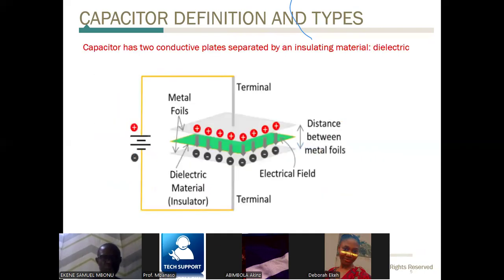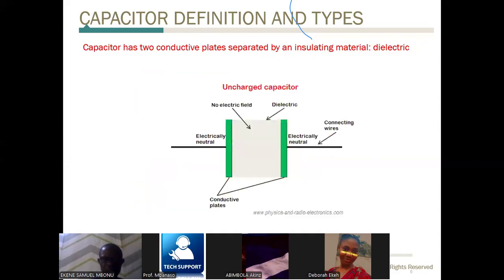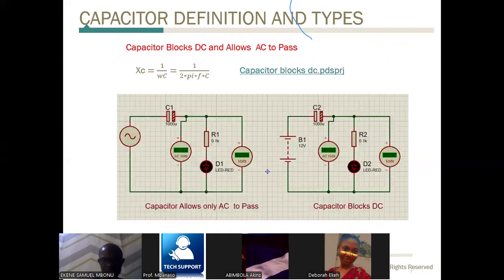We move to the next slide. A capacitor has two conductive plates separated by an insulating material called dielectric. I've said it before, it's the same thing. What we are trying to do is to show the picture in different forms for visual understanding. You see the same thing here. This is the dielectric. This is a typical capacitor when it is not connected to power.